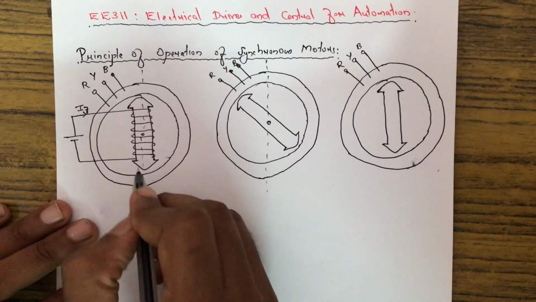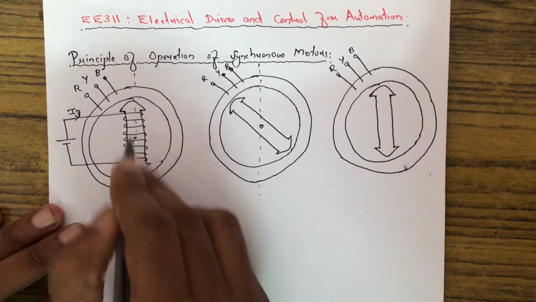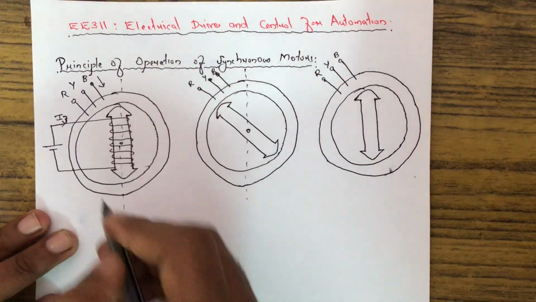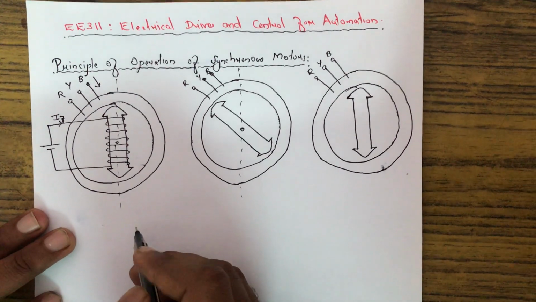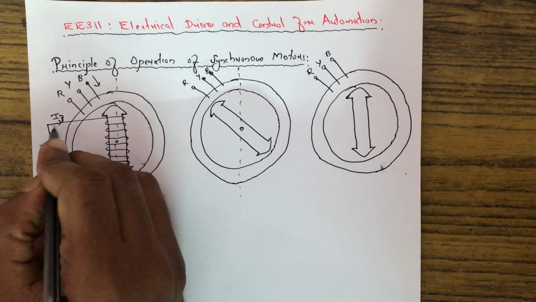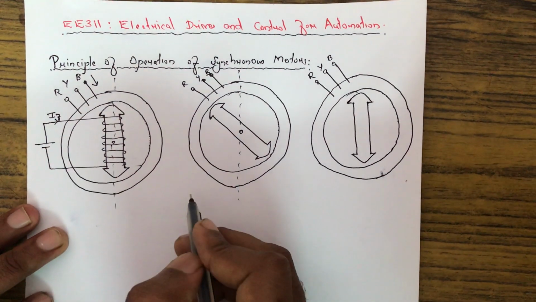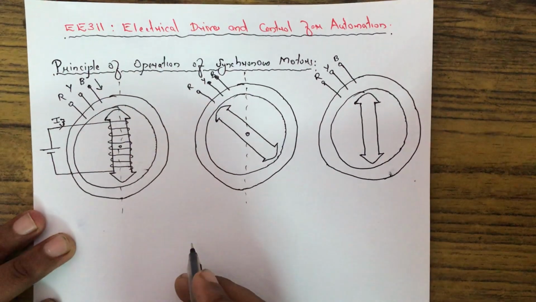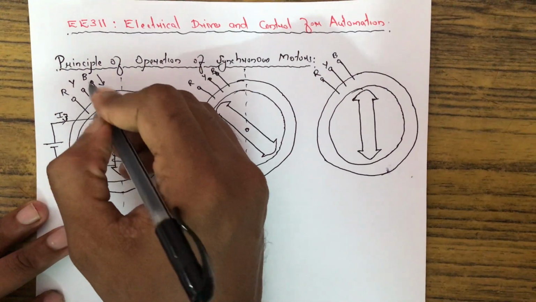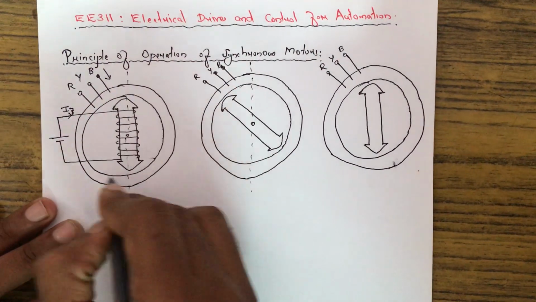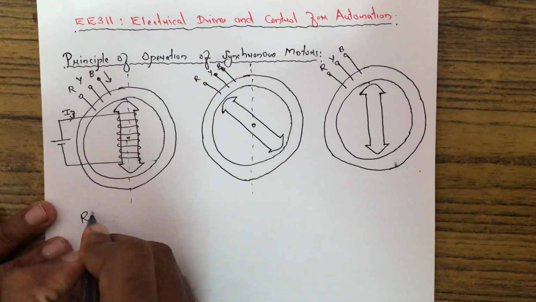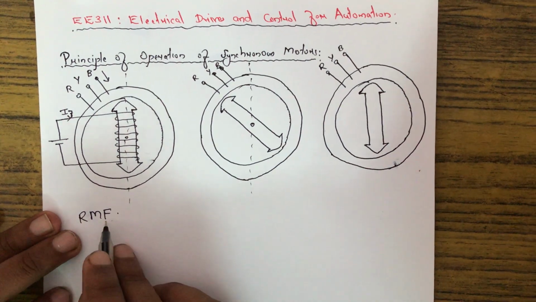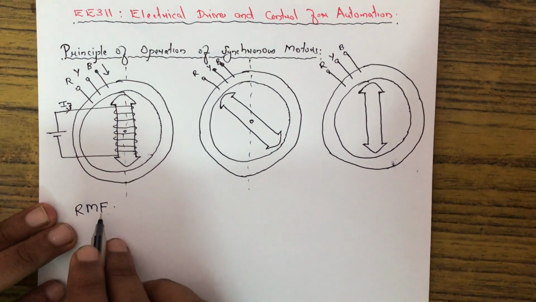So here I have drawn a two-pole synchronous motor to which we are applying a three-phase supply. The AC is excited with the three-phase supply and the field winding is excited with the DC supply. So whenever a three-phase supply is given to a three-phase winding, a rotating magnetic field is produced. We can discuss more about the rotating magnetic field in the induction motor module.